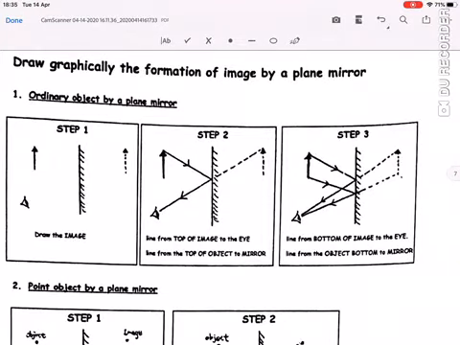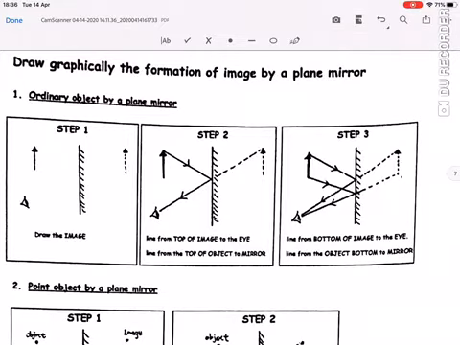In number 2, you will see the lines coming in, and you will draw from the top of the image to the eye. Basically, you will draw from the top of the arrow to the mirror, and from the mirror back to your eye. After that, you will draw the dotted line as a straight line from your eye to the top tip of that image.